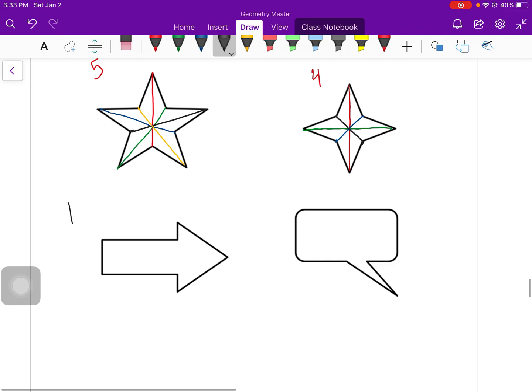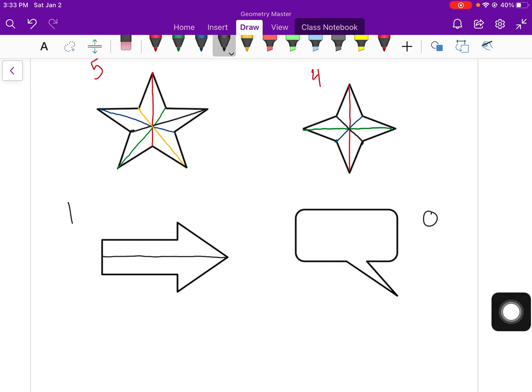The arrow only has one possible line of symmetry, which would be right there. If you've noticed in these first three examples, when we were finding lines of symmetry, the lines of symmetry are either going to be connecting two vertices, so a corner to a corner. They're going to be connecting a side to a side or a corner to a side. That's pretty much it. It's the only possible way that they work.